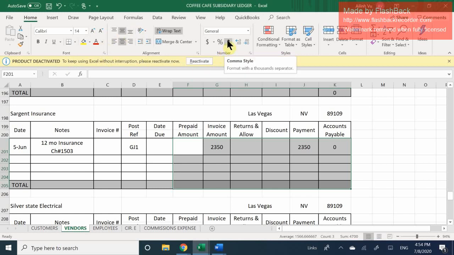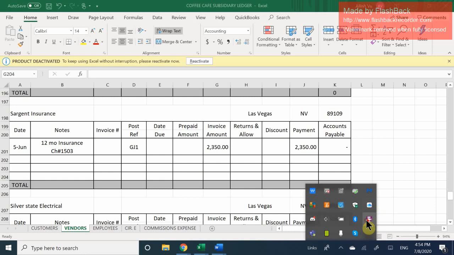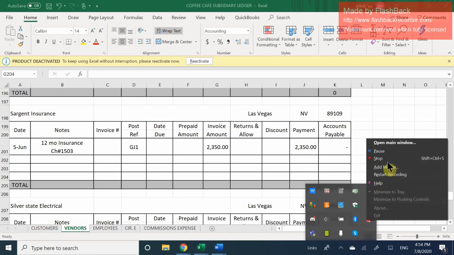All right, so I'm going to indicate that it's in dollar form, and I'm going to save my file, and I'm going to call it a day. So, yeah. Tomorrow, keep going if you want.